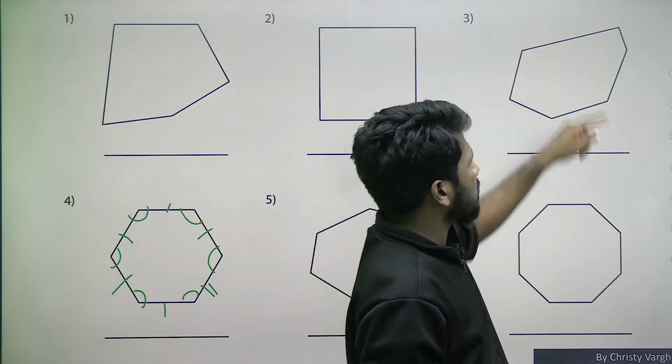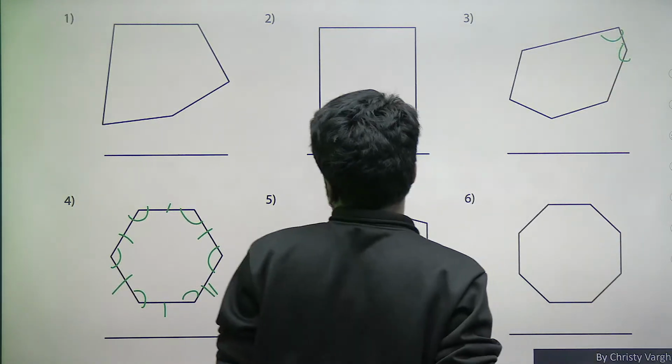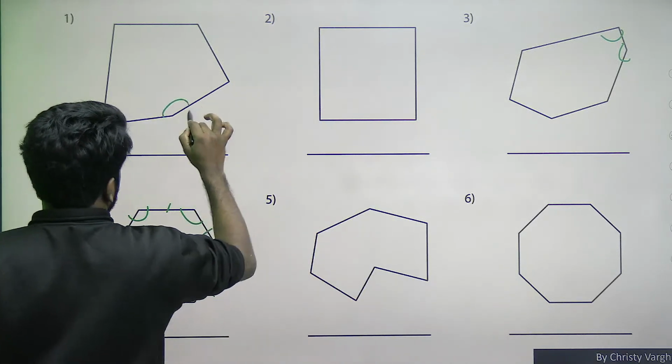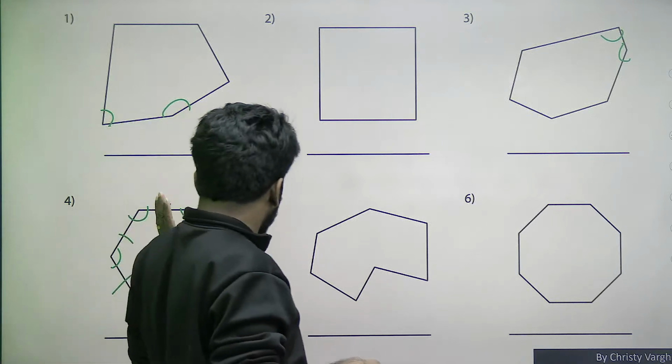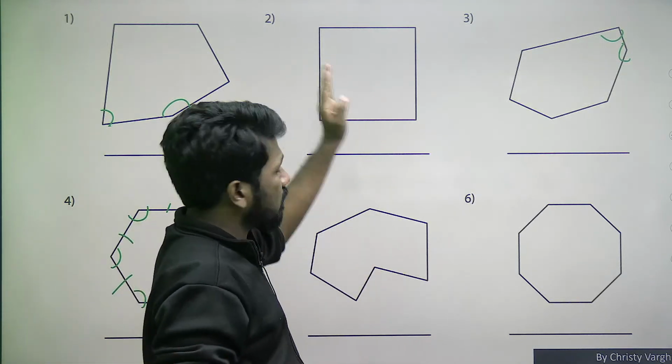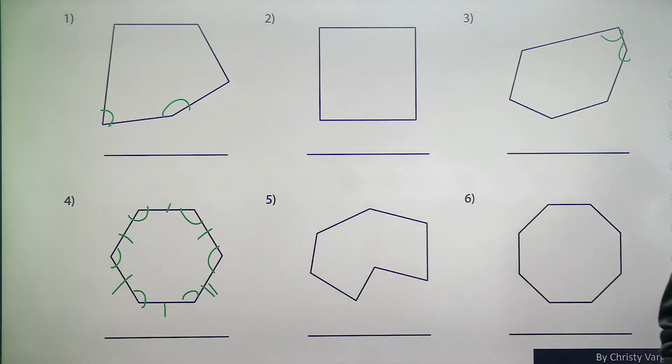Regular quadrilateral, the name we give is square. This is not regular because angles are not equal. This angle and this angle are not equal anyway. These are also not regular because these are not equal. So clearly the regular ones are 2, 4, 6. The other 3 are irregular. All of you understood, right? Hope now it is clear.